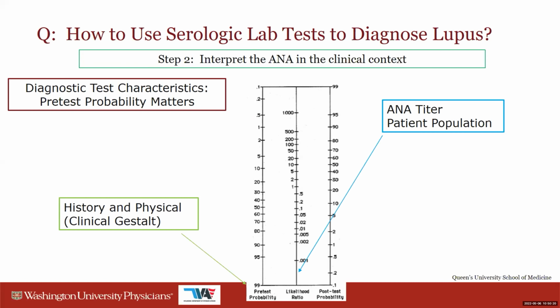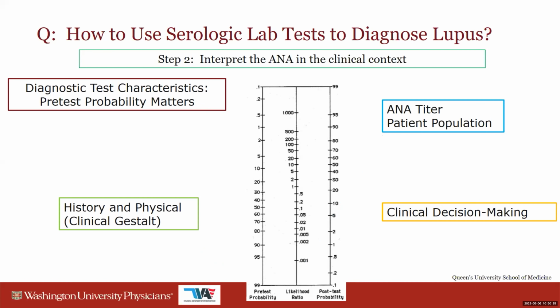Then you order an ANA and it comes back with a result, and you interpret that within the patient population that your individual patient represents. And then you put all that together to somehow converge in clinical decision making. I'm going to give you some examples.